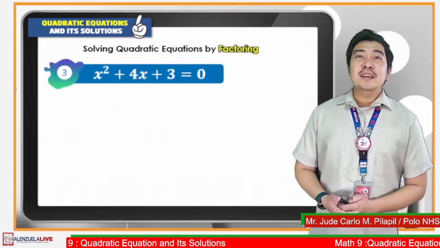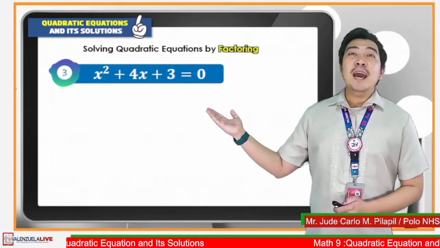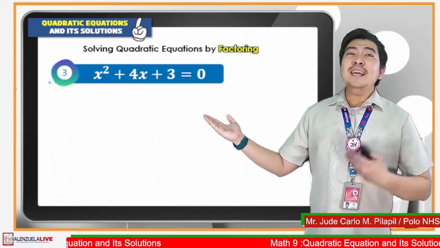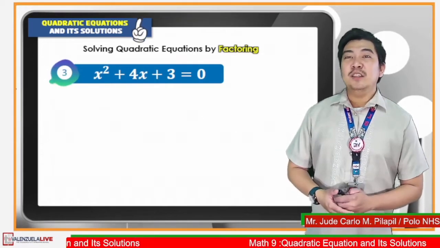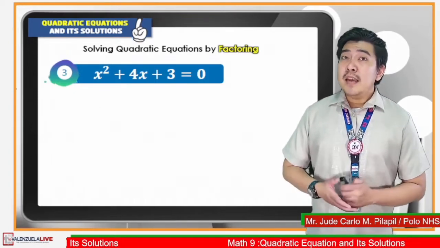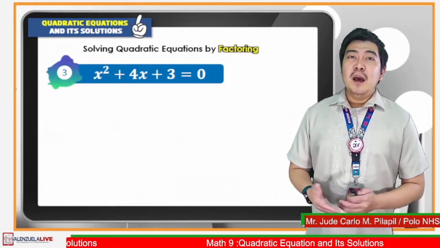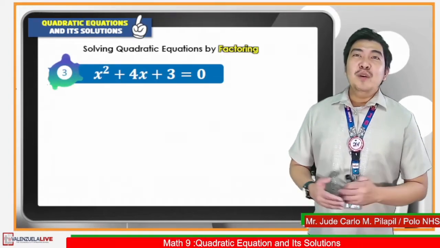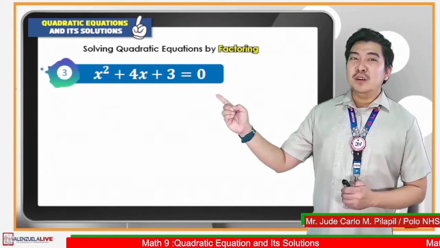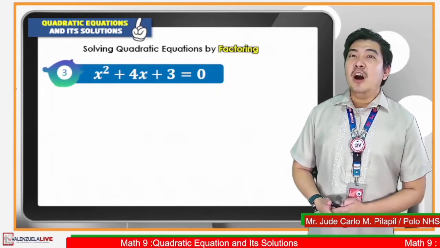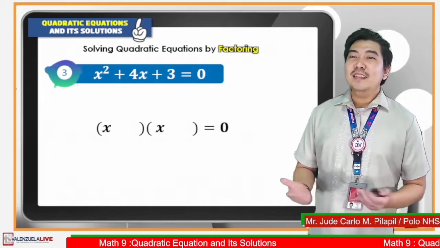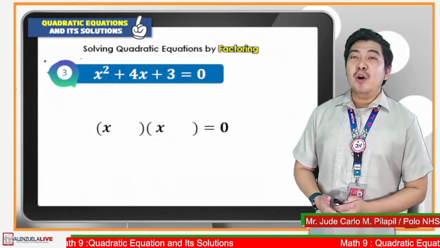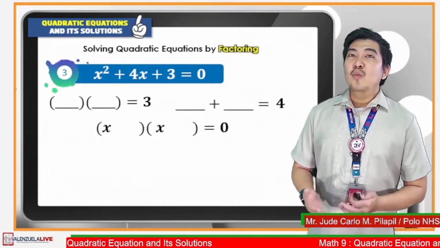Let us have another example. X squared plus 4x plus 3 is equal to 0. This is the third equation that we identified as a quadratic equation. In this case, the GCMF is not applicable, but rather we will use factoring a general trinomial. So first, we get the factored form of the given equation. The factors of x squared are x and x. Next, think of factors of 3 that will give us the sum of 4. So what are the numbers?